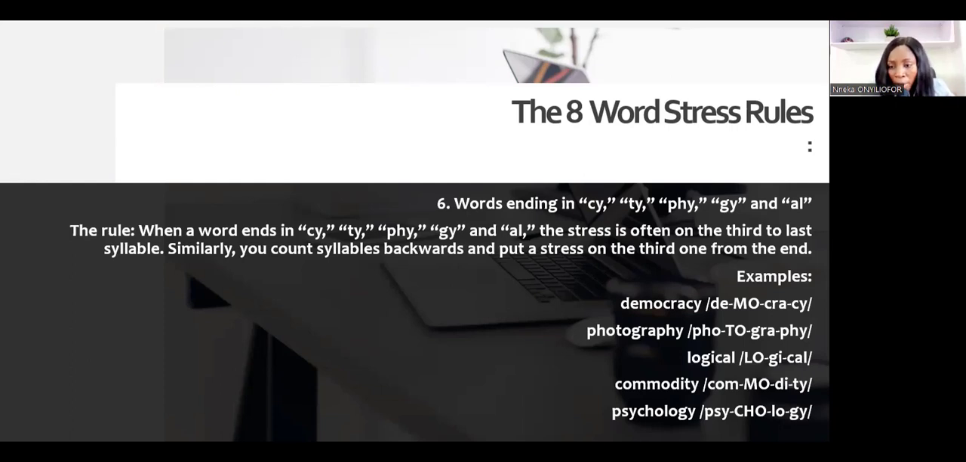For instance, democracy. Democracy is a 4-syllable word. And so when you count from the end, it rests on moc. So you have democracy. We also have photography. When you count from the end, you get to to. So you have photography. The same thing applies to logical. When you count from CAL to the end, you have lo. It falls on lo. So logical. Commodity. When you count from the end to the third syllable, you have mod, commodity. And the next is psychology. The rule applies to it.